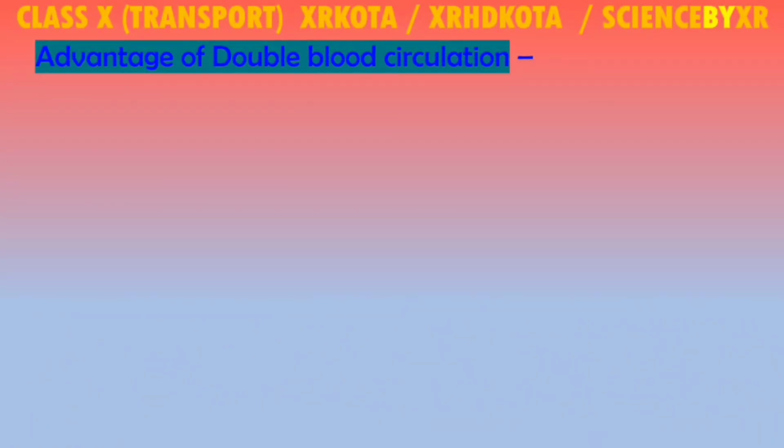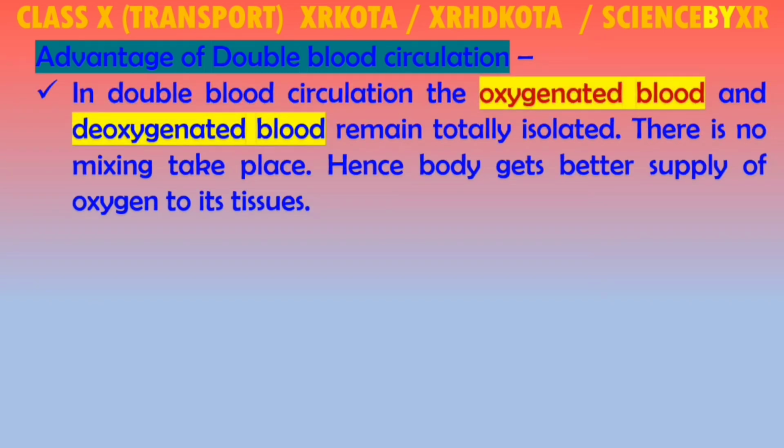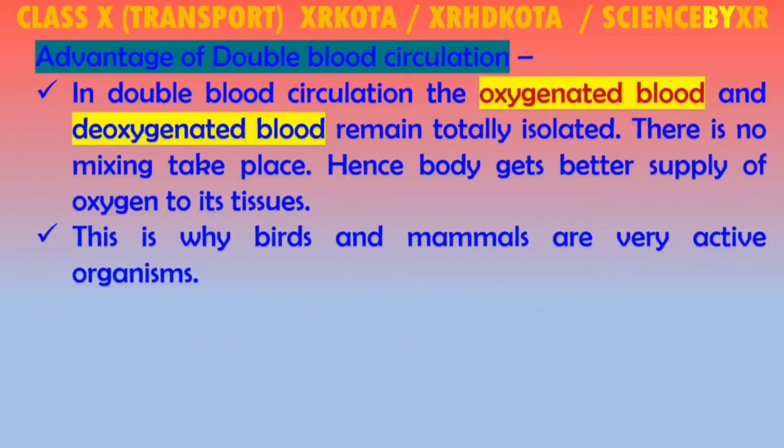Okay, advantage of double blood circulation. The double blood circulation has one of the most important advantages: each and every part of the body gets enough oxygen. In the double blood circulation, the oxygenated and deoxygenated blood remain totally isolated and no mixing takes place. Hence, a better supply of oxygen is received by each and every part of the body. That is the advantage, and this is why birds, mammals and other active organisms have double blood circulation.